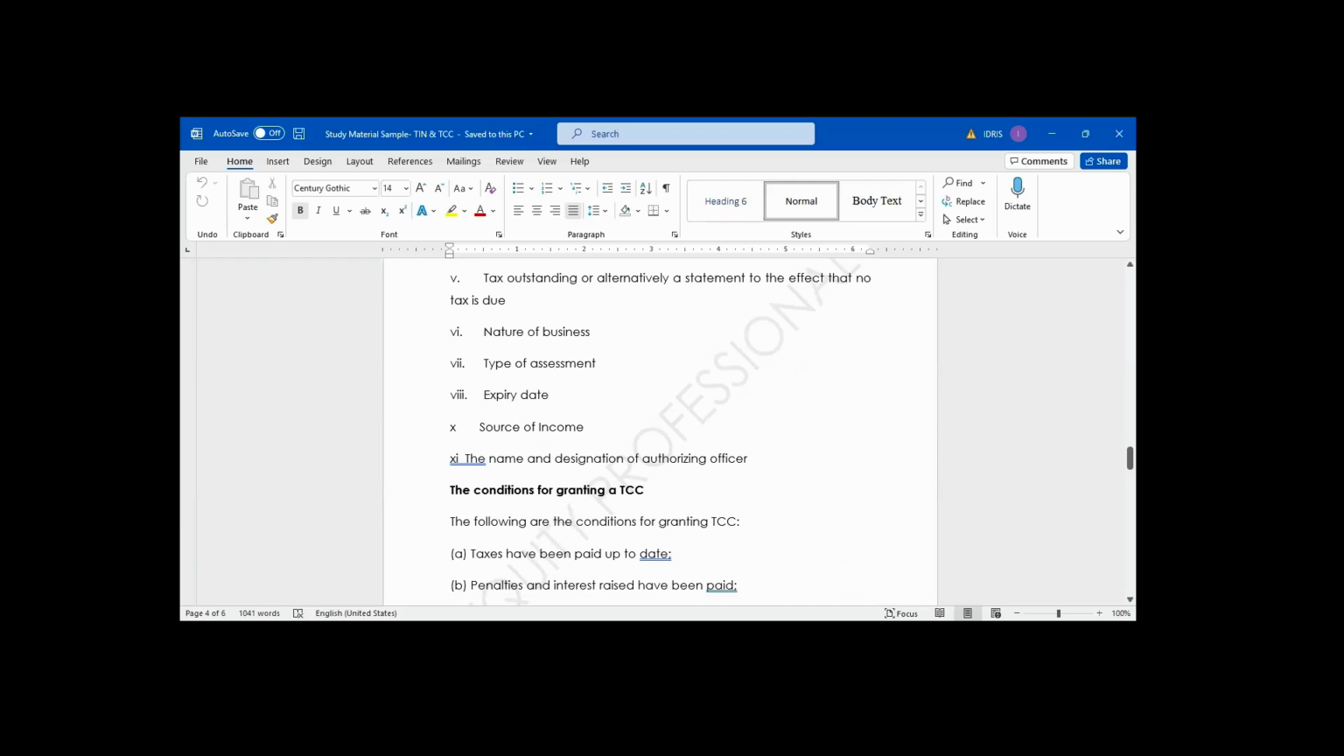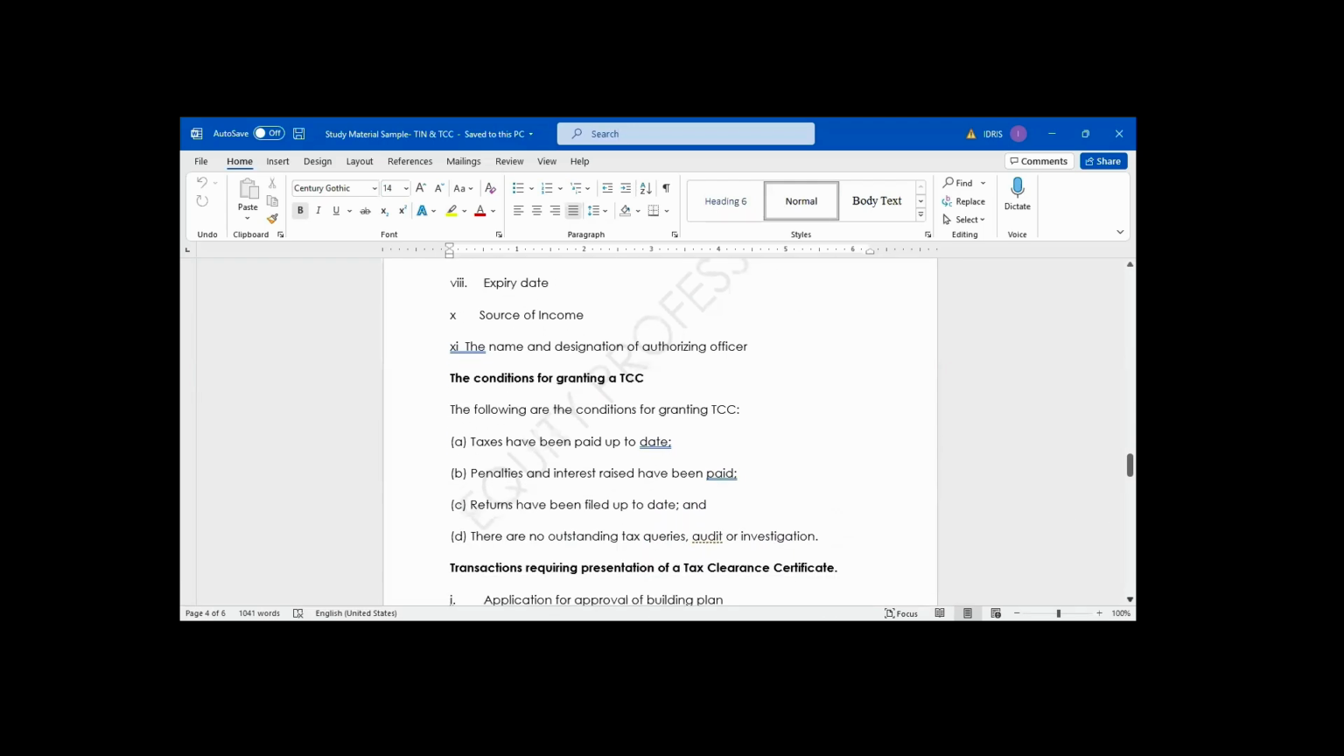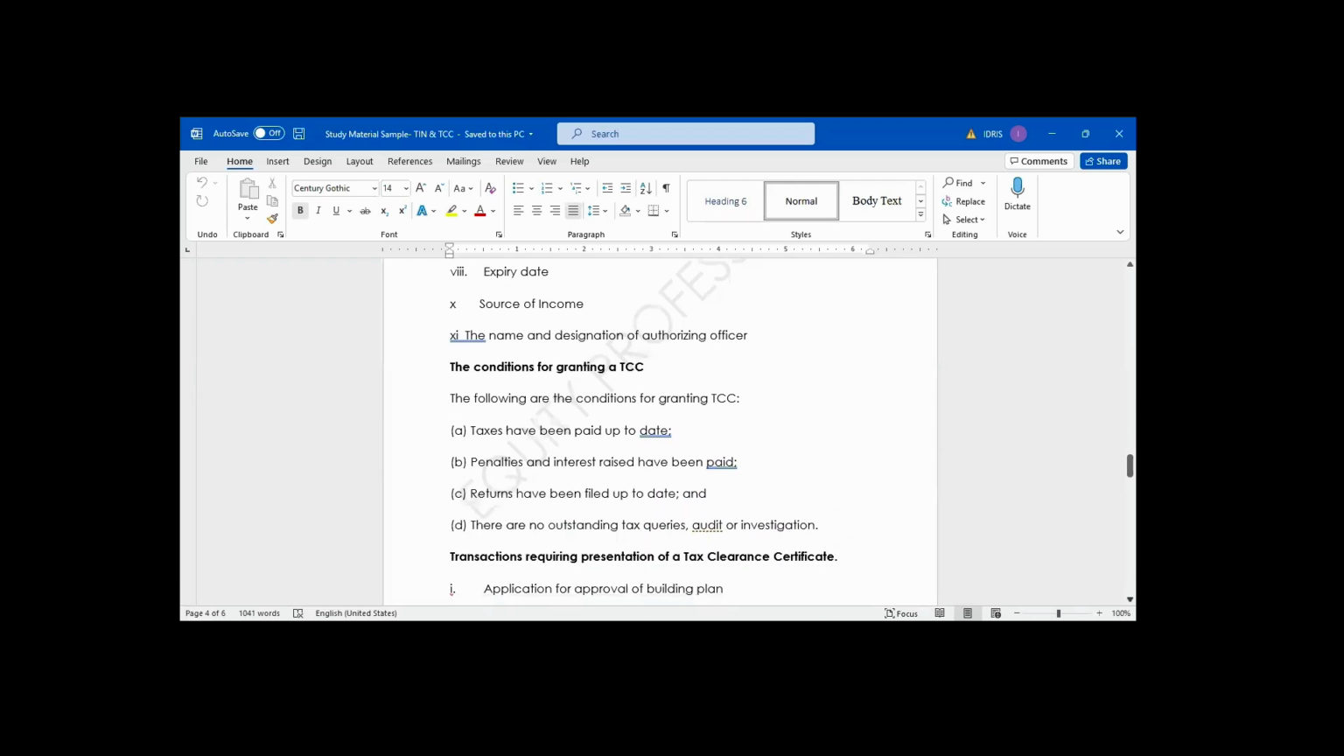What are the conditions for granting tax clearance certificate? If a tax authority wants to issue tax clearance certificate to a taxpayer, the following conditions must be met.